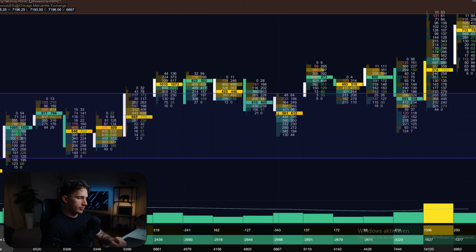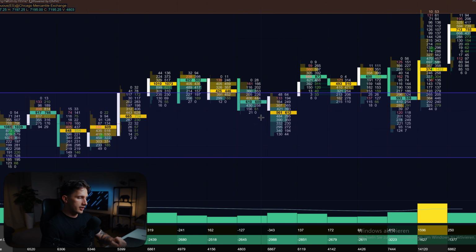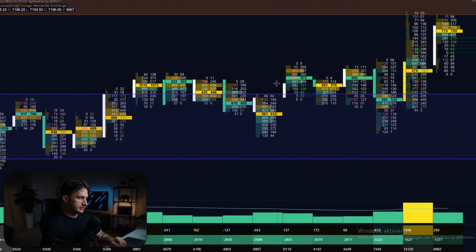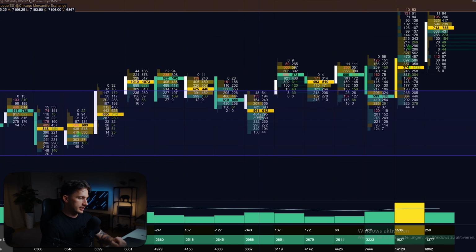Now what I have here on my footprints is, right on the left hand side, the candle, then I have the volume, and then I have the bid and ask, right? So on the left hand side you can see the sellers, on the right hand side you can see the buyers. So it's pretty straightforward.